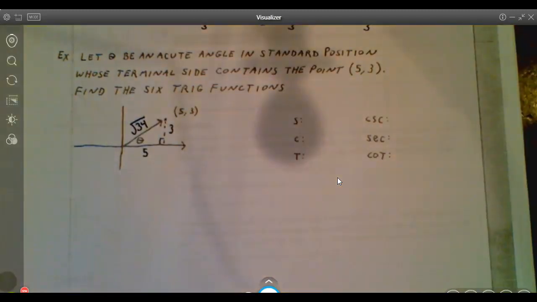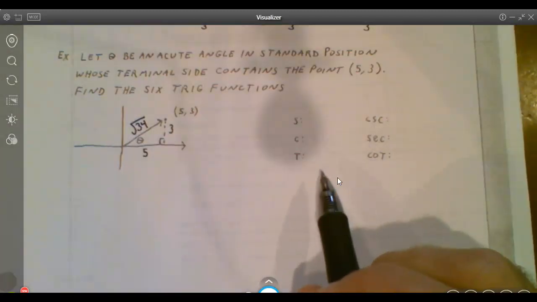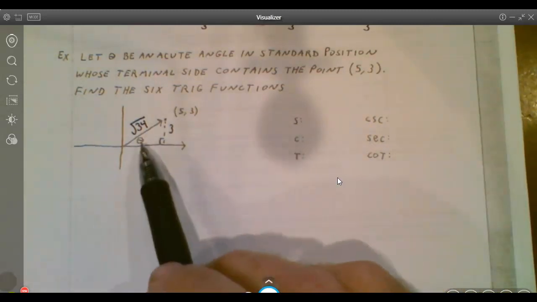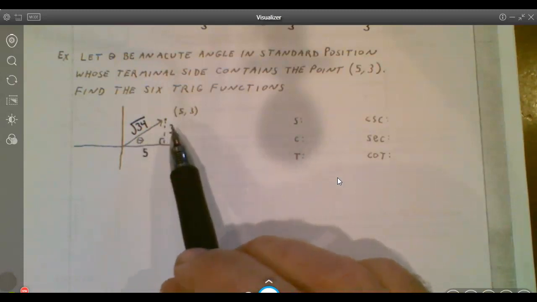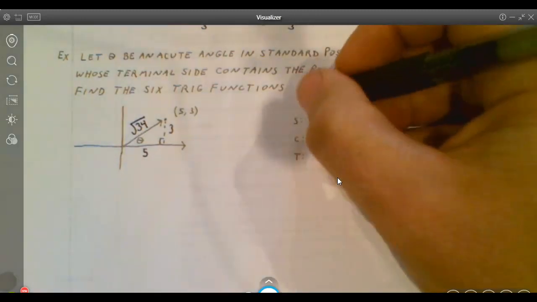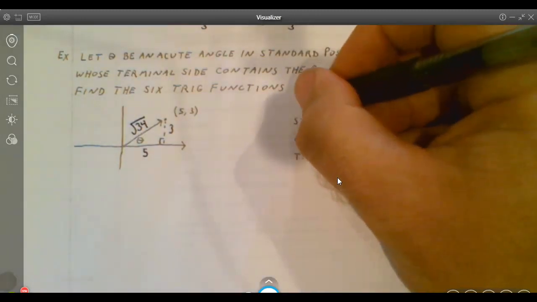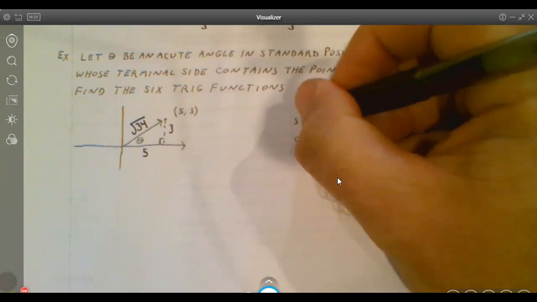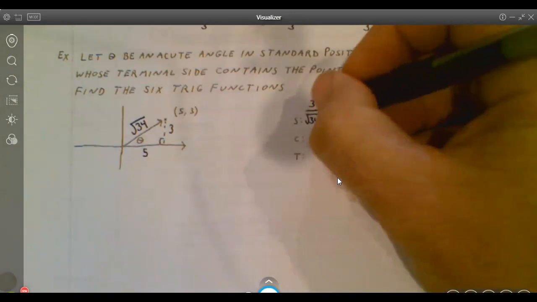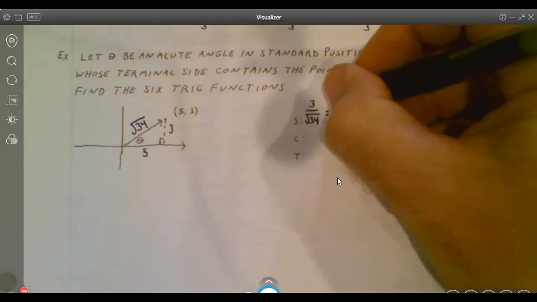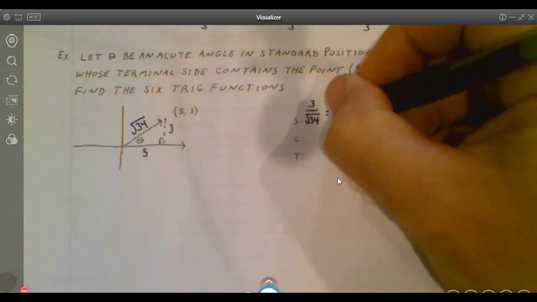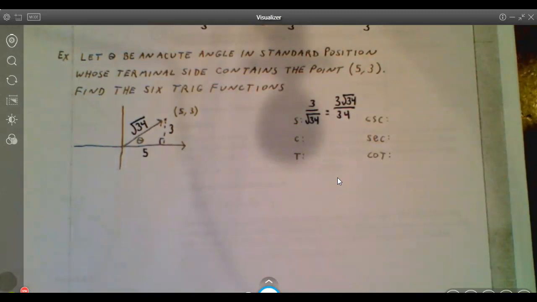So there's our missing side. And then super easy as we go back to these guys, I can now find all of my trig functions that way. So from here, if I did my sine of opposite over hypotenuse, so 3 over rad 34. If I rationalize the denominator, I want to write this as 3 rad 34 over 34. That will give me my sine function.